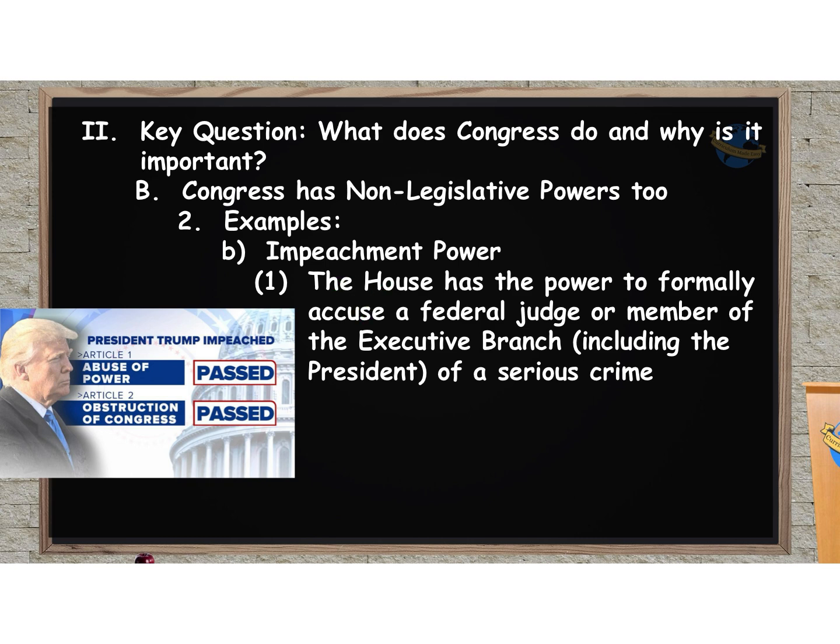And this means basically they're formally accusing a judge or a member of the executive branch of a very serious crime. This does not mean that the president, member of the executive branch, or a judge is guilty of that crime. It just means that the House of Representatives did their research, used their oversight power, and they believe there's enough evidence to accuse them of having done something serious.